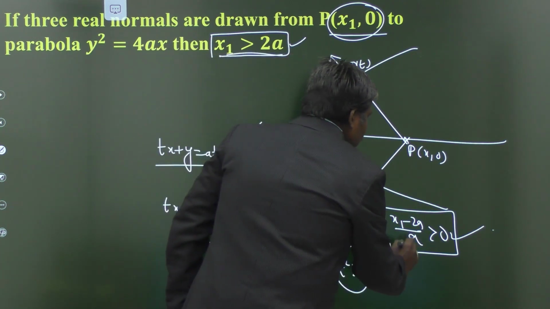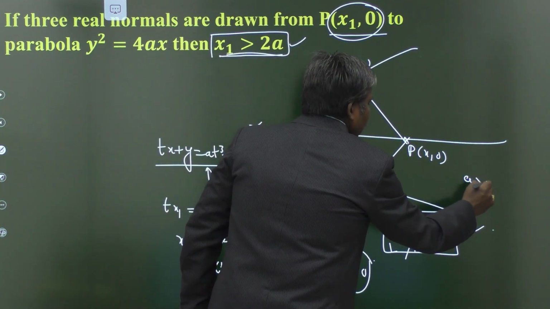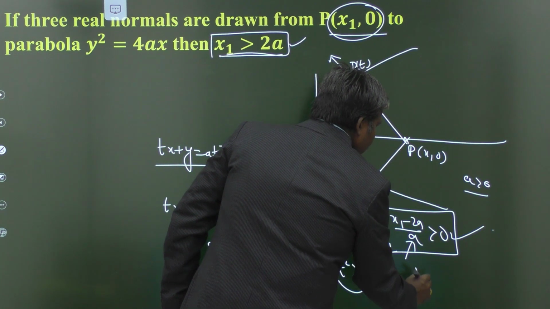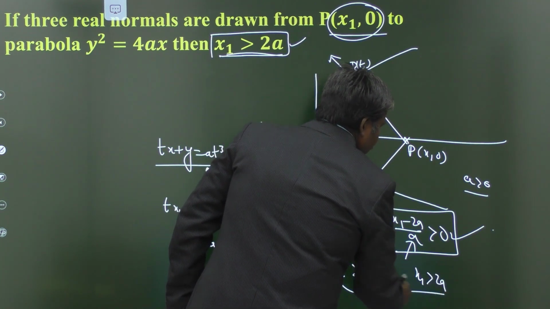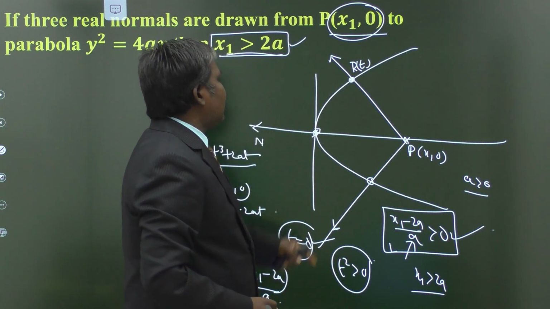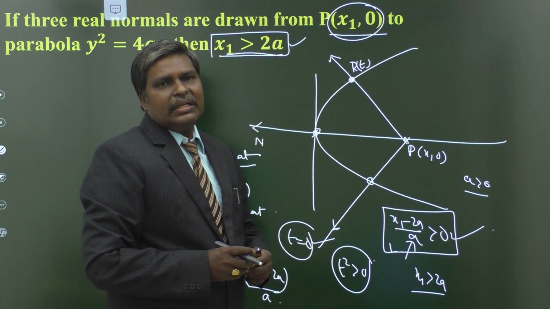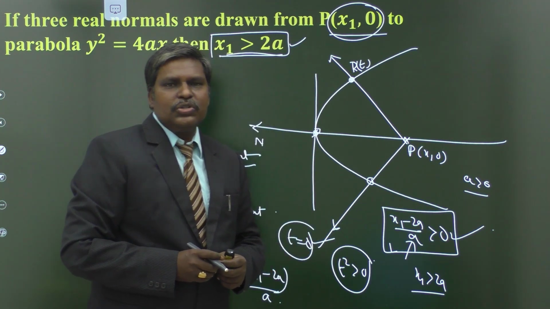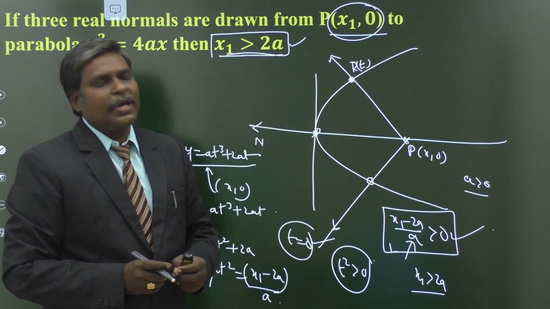A is already positive, because for y square equal to 4ax, a is always positive. So x1 greater than 2a, then only x1 minus 2a will be positive. So, for x1 greater than 2a, three real and distinct normals can be drawn through the point to the parabola.